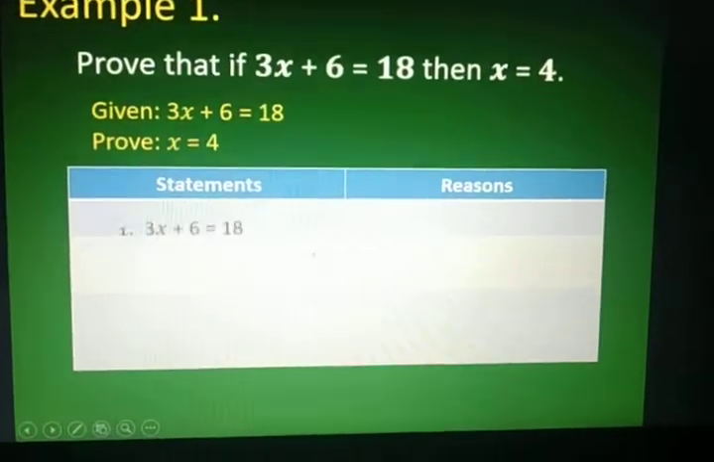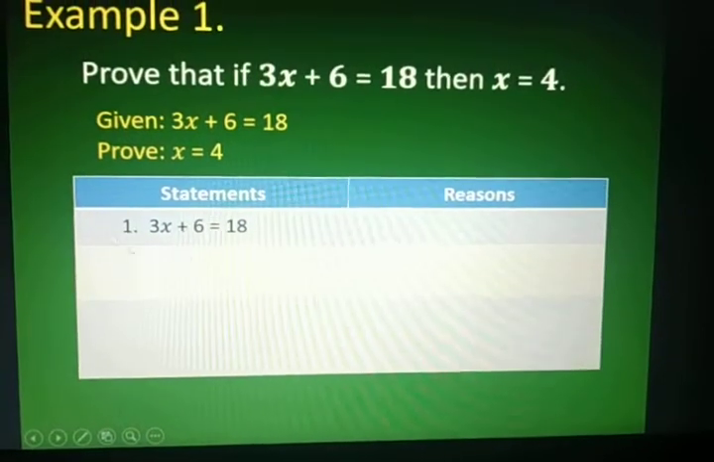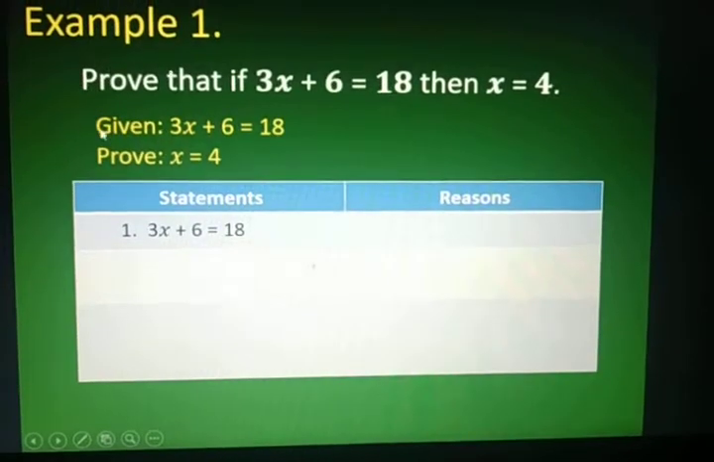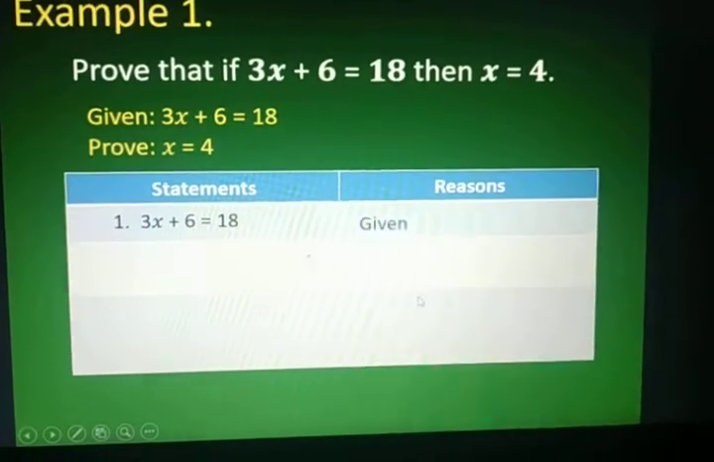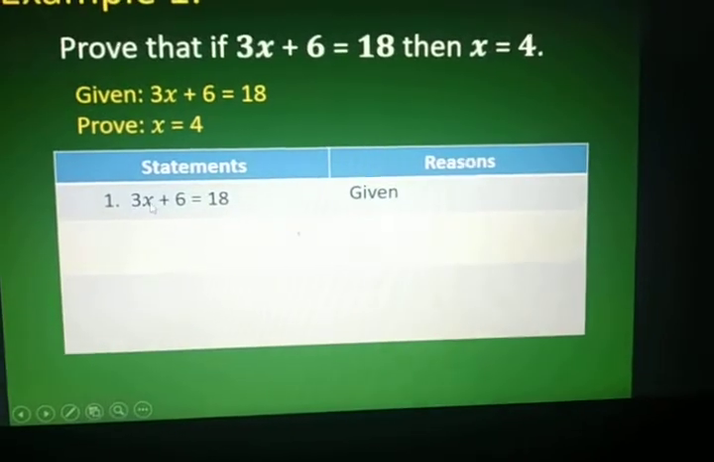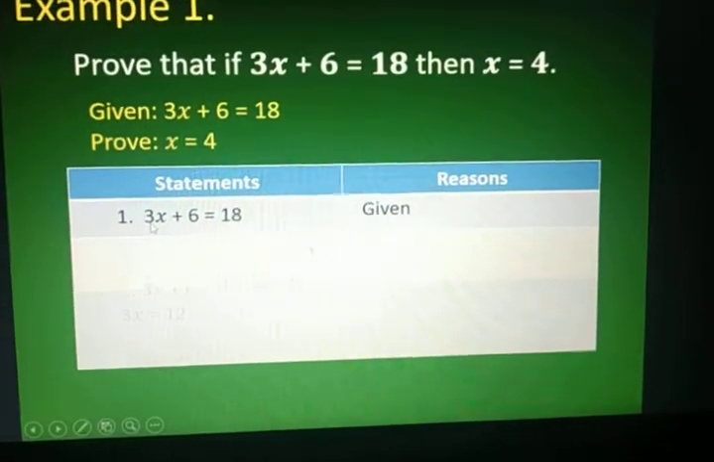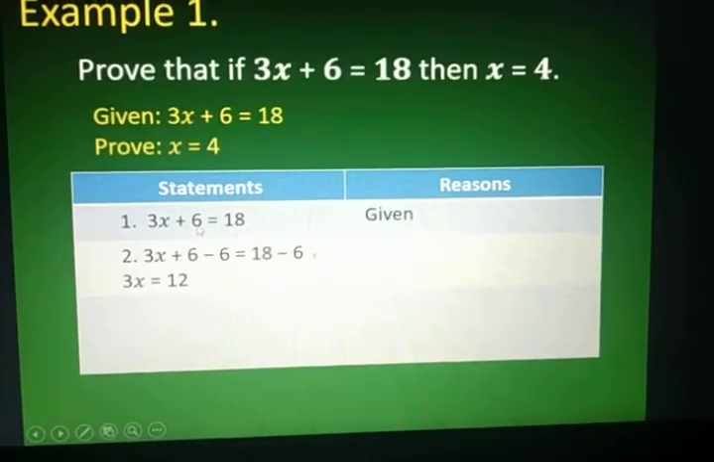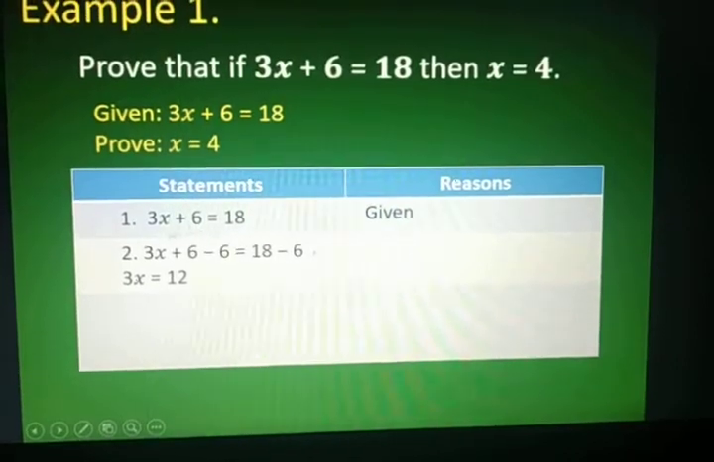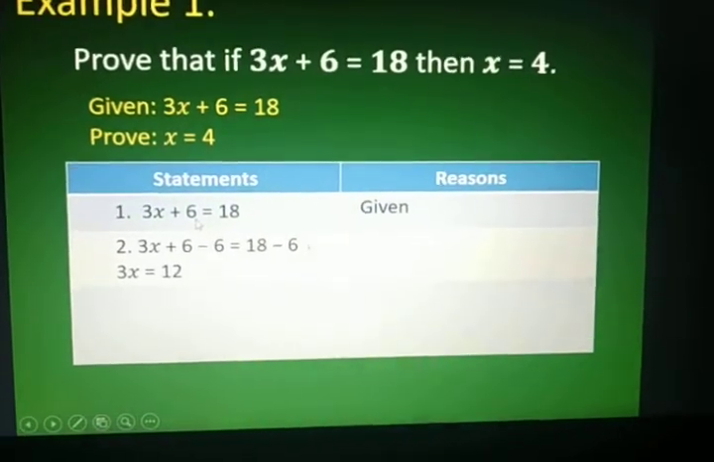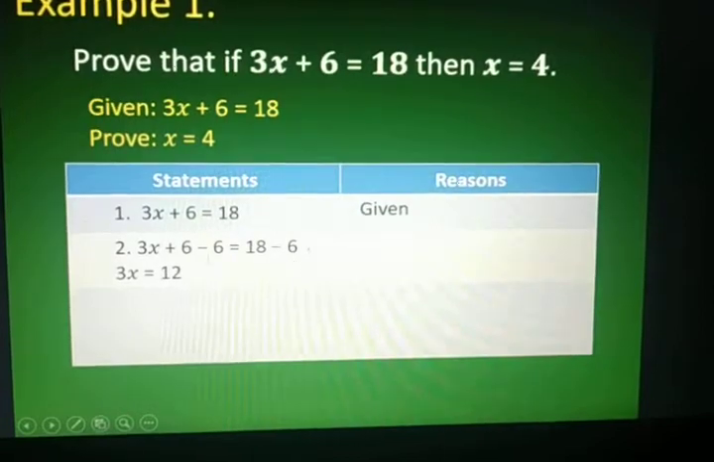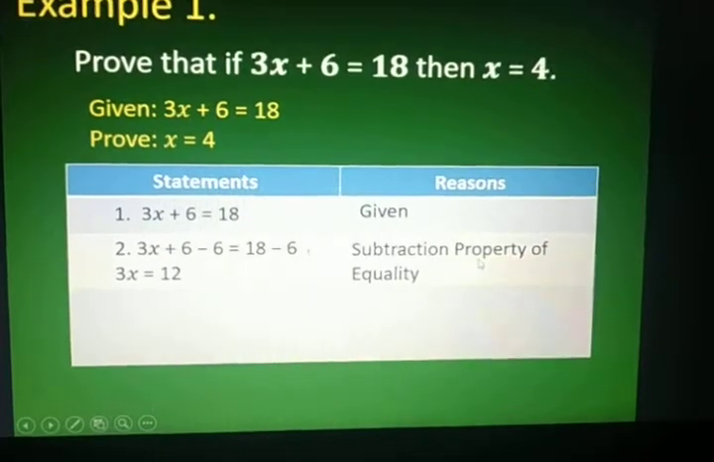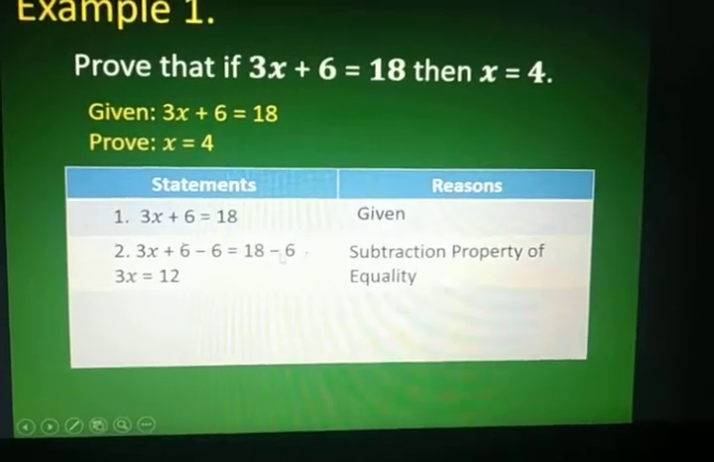Okay, number 1 statement: 3x plus 6 equals 18. You copy it first. So, what's your reason? It is from your given. Next, what do you do with 3x plus 6 equals 18? We will apply the balancing of equations. We'll do away with 6 so only 3x remains. So, subtract 6 from this part and then the other part. It will become 3x equals 12. What is the reason? Subtraction property of equality, because you subtracted.